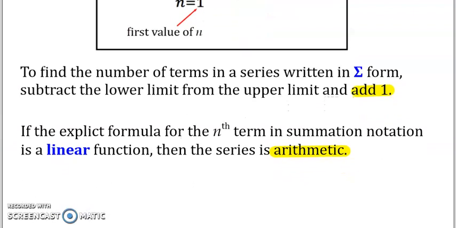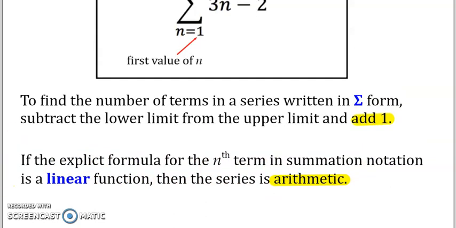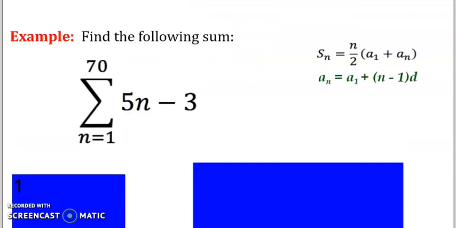Now, this sequence and summation formula can only be used if we're dealing with a linear function, meaning wherever I see the variable, in this case right here, I can't see any radicals, exponents, no funny business, right? Just some number times n. I can add or subtract whatever I want to at the end, doesn't matter, but I can't have any funny business on the variable itself. All right, so let's see an example.